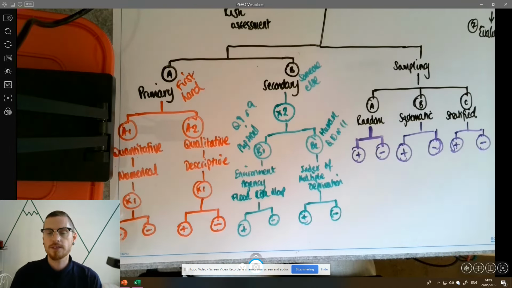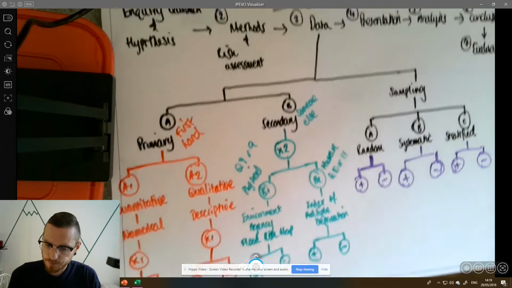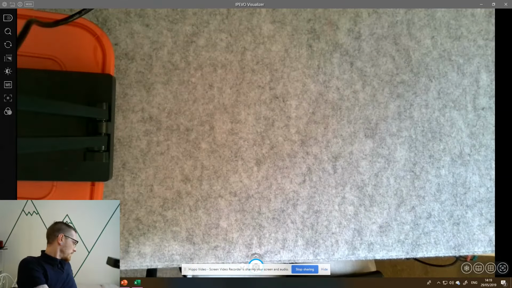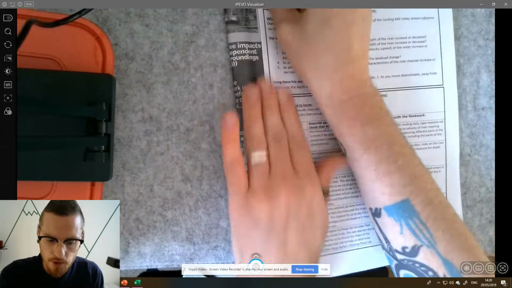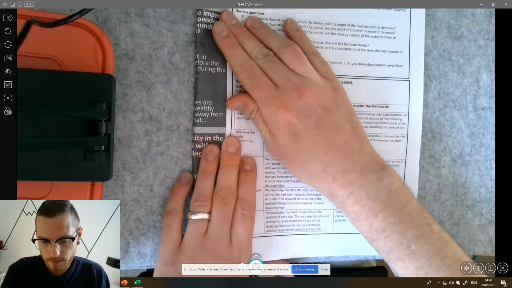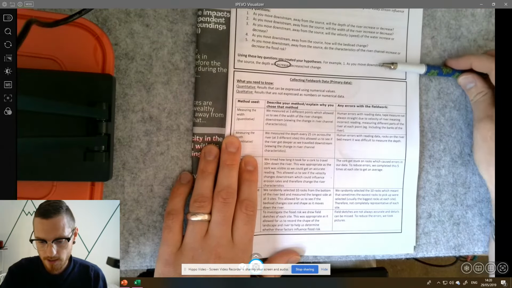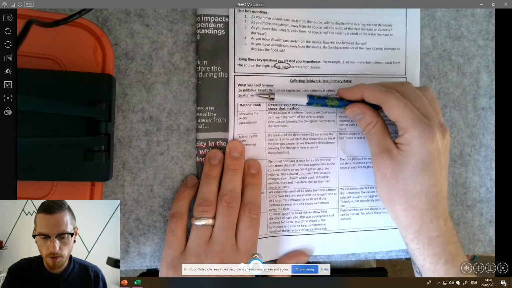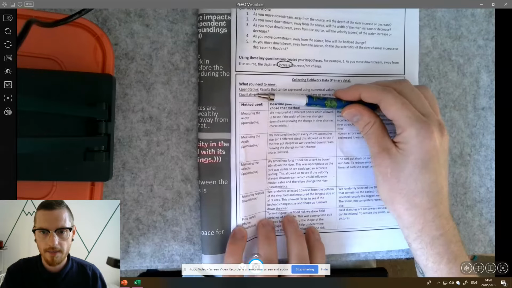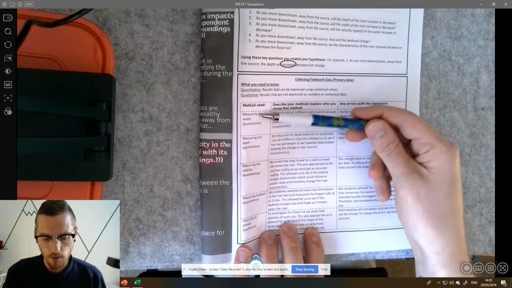Now, I should have said in the end, in that first video, where do you get this information from? You need to go to your booklet, okay? So in the booklet that we produced for you, we go through the inquiry question, your hypothesis. Here, this is collecting your fieldwork data, what quantitative and qualitative means, and then this is for physical rivers. Here we go through the methods.